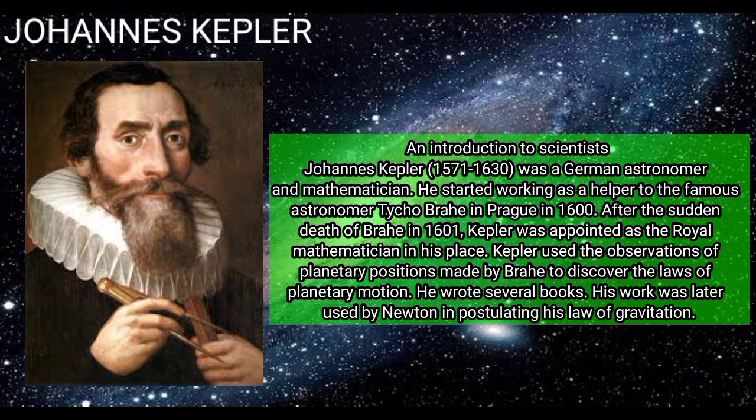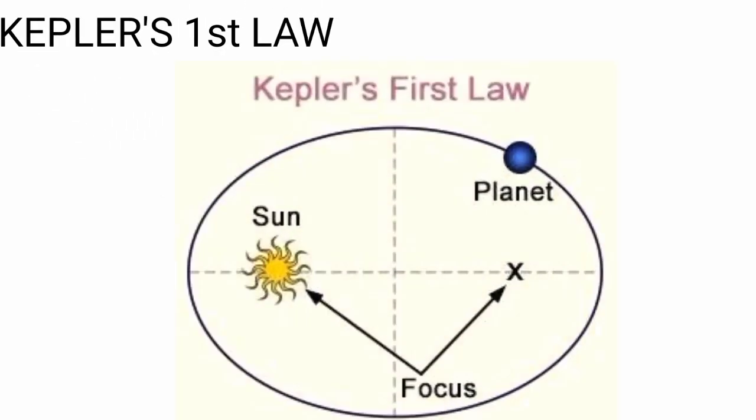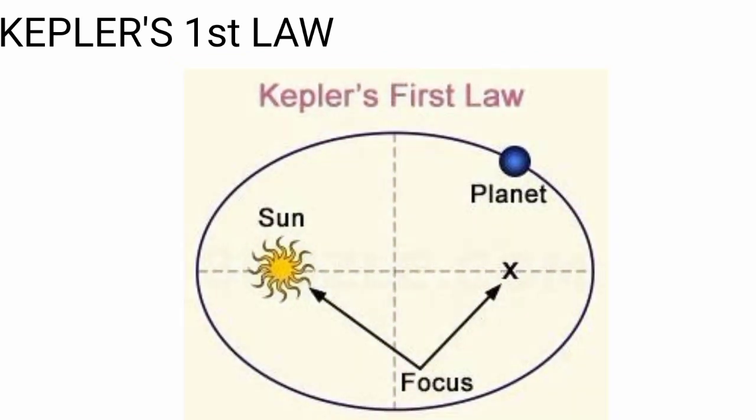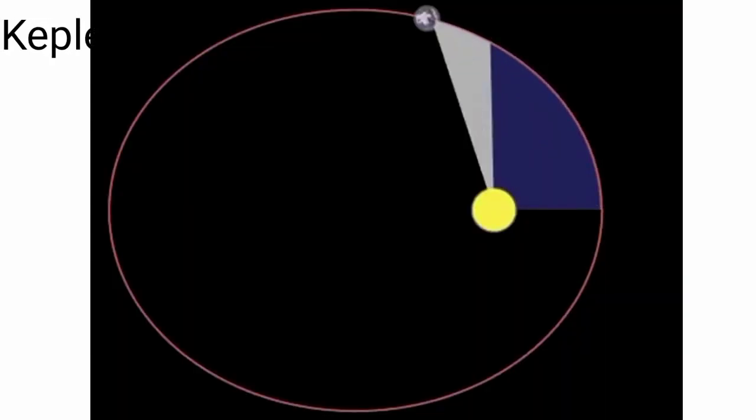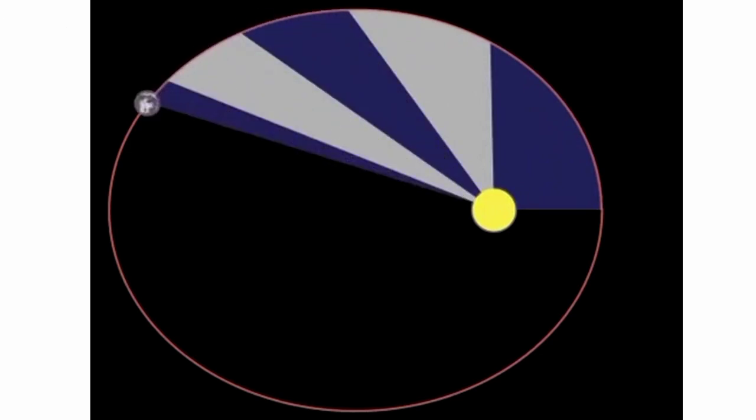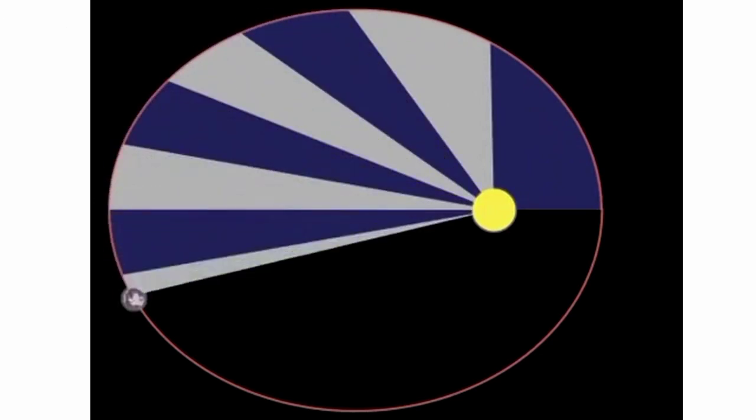Kepler used the observations of planetary positions made by Brahe to formulate his laws. Kepler's first law: the orbit of a planet is an ellipse with the Sun at one of the foci. Figure 1.4 shows the elliptical orbit of a planet revolving around the Sun. Kepler's second law: the line joining the planet and the Sun sweeps equal areas in equal intervals of time.